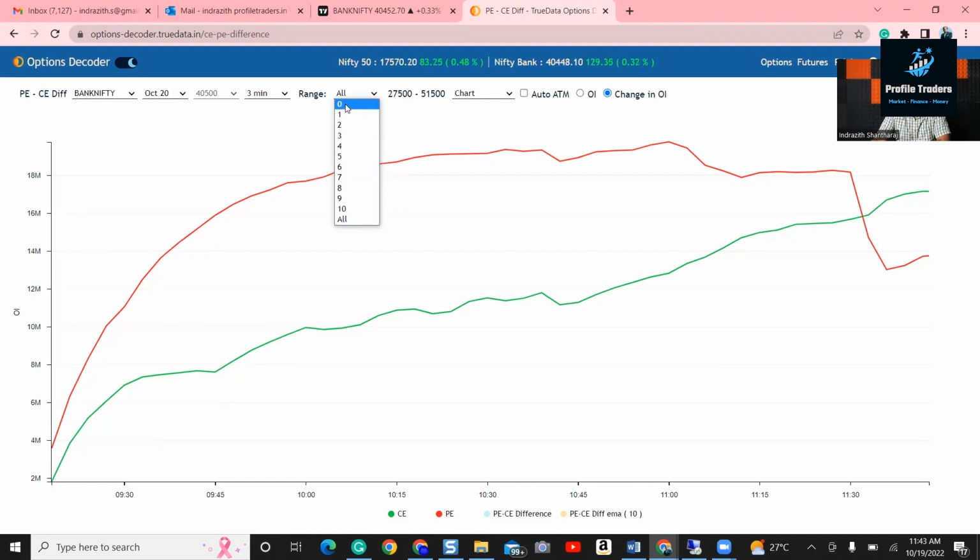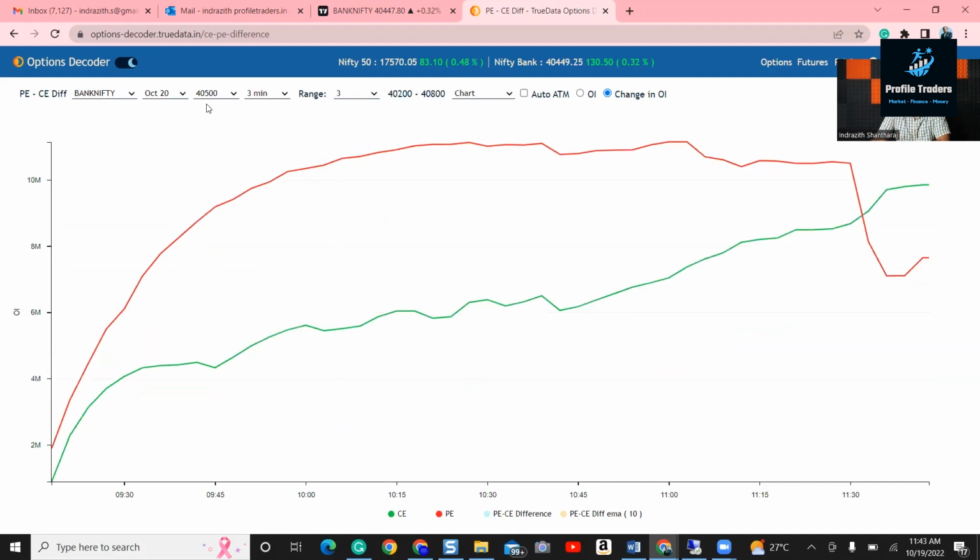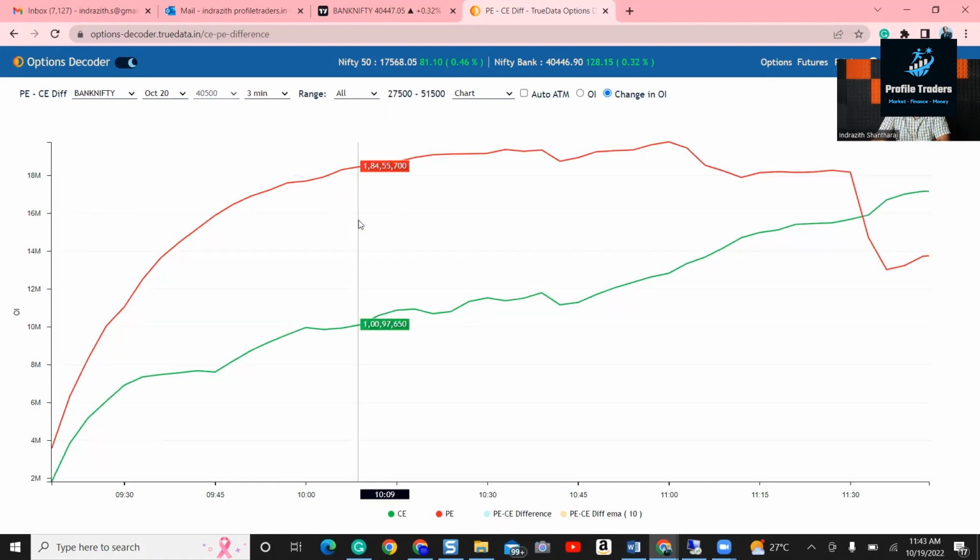Okay, if I select 0, this is ATM. This information is only for the 40,500 strike price. If I select, for example, 3, it includes 40,200 to 40,800, 3 upside, 3 downside. But usually I try to include everything. What it does is it combines the OI information of all the available strike prices. Okay, that's how I use it.